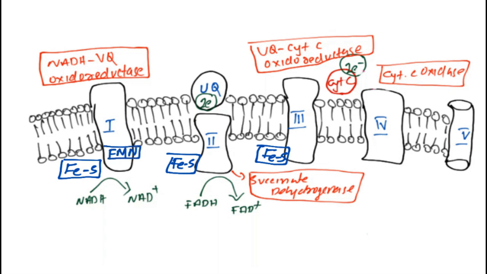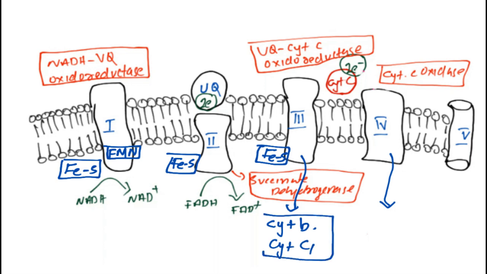And instead of that, complex 1 needs flavin mononucleotide, that is FMN, as a cofactor here. And complex 3 and complex 4 have different cytochromes. Complex 3 has cytochrome B and cytochrome C1, and complex 4 will have cytochrome A and cytochrome A3. So this is the additional information you have to remember about these complexes here.